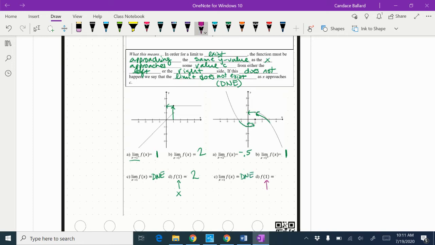And then my x value, so I'm looking for where the x value is at 1. Notice both of those are open, but look, there's a solid dot right there. And that means that the y value there is 0. So the value at 1 is 0.